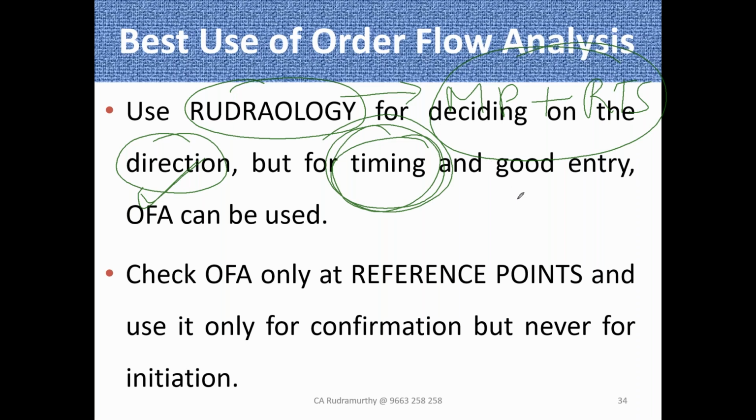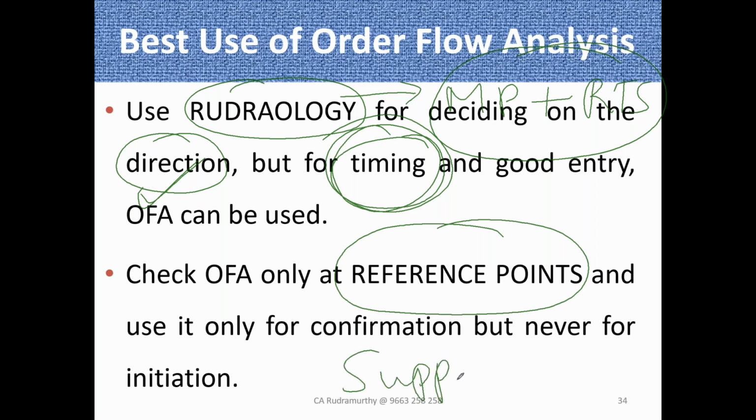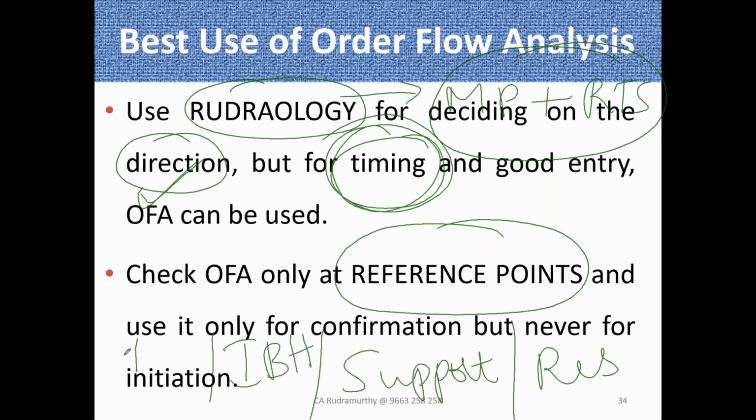For that particular reason, I always use order flow, and order flow should not be checked at every place. Very important, order flow should be checked at crucial reference points. Now what do you mean by crucial reference point? Your reference point can be a support line, or a resistance line, or an initial balance high or an initial balance low, or it can be a weighted average price.